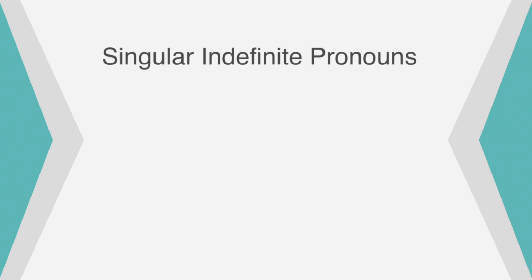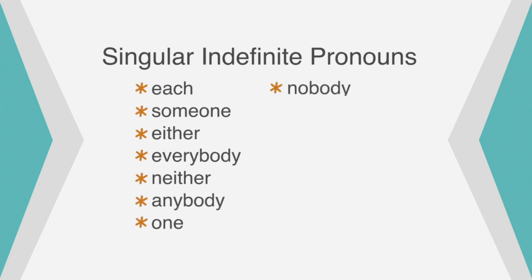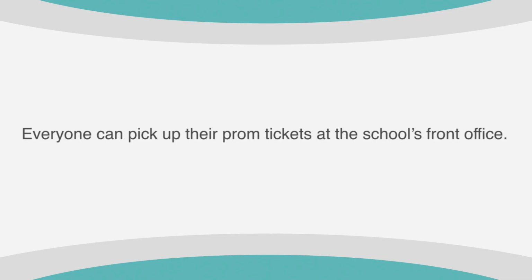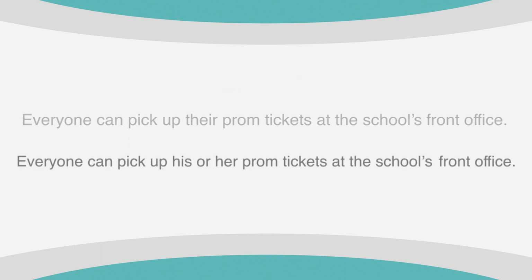The singular indefinite pronouns include each, someone, either, everybody, neither, anybody, one, nobody, everyone, another, anyone, anything, no one, and everything. All of these indefinite pronouns are singular. Although everyone and everybody are referring to more than one thing, they are actually singular pronouns and should be only paired with other singular pronouns and antecedents. For example, everyone can pick up their prom tickets at the school's front office. Right? Wrong. Everyone can pick up his or her prom tickets at the school's front office. Everyone is singular and requires the singular pronouns his or her.